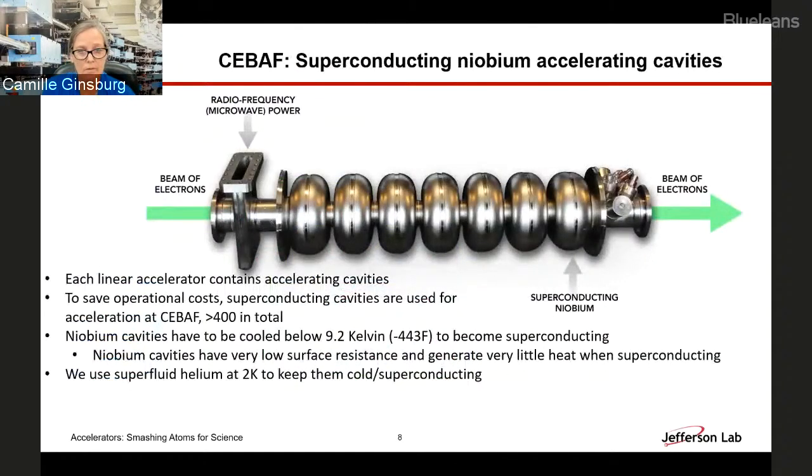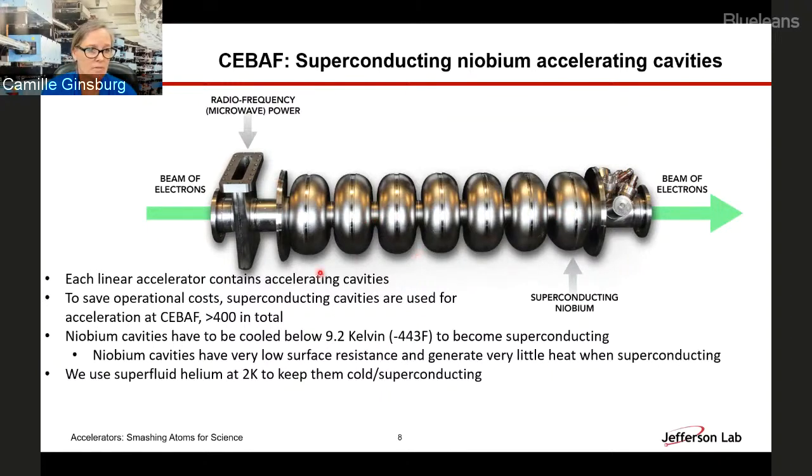And here's a photograph of an actual superconducting niobium accelerating cavity. It's not superconducting right now. It's not connected to anything cold. But you would have a beam of electrons coming from the left-hand side going all the way through. Your power comes in through a waveguide through this channel here, which sets up the electromagnetic fields in each of these cells that cause acceleration.